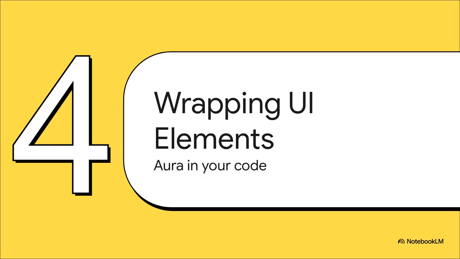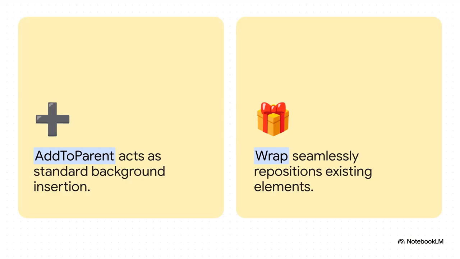Let's move to Section 4, wrapping your UI elements. It's time to actually put Aura into your code. When you're ready to add the Aura to your layout views, you basically have two primary methods at your disposal: add to parent and wrap. Now sure, you can use add to parent to insert it as a standard background layout element from scratch, but honestly, the wrap method is going to be your absolute best friend, especially if you're working with legacy codebases.